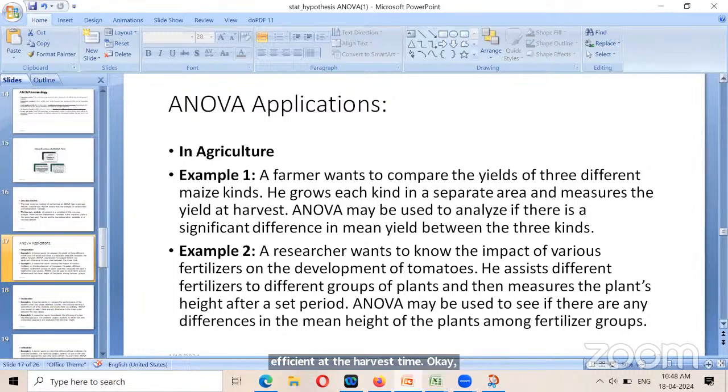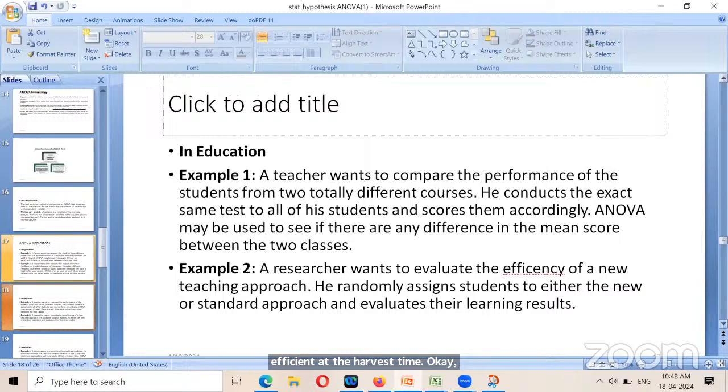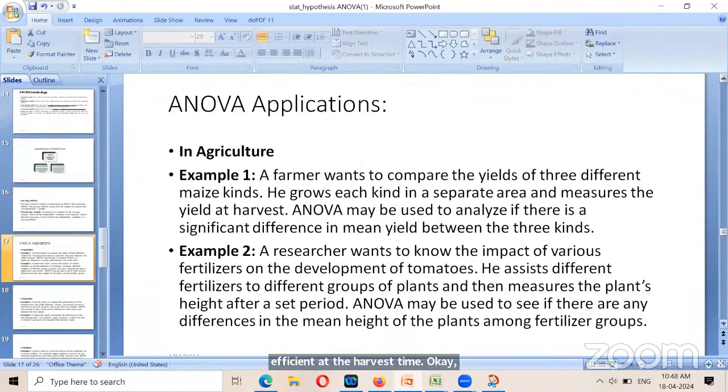Okay, so in modern agriculture, we are using these techniques on the yield at the harvest to analyze the outcome of the crop. Okay, second, a researcher wants to know the impact of various fertilizers on the development of tomatoes. So he assigns different fertilizers to different groups of the plants, then measures the plants' height after the set period. See, we can look at many applications.